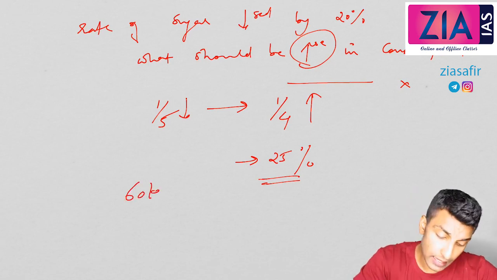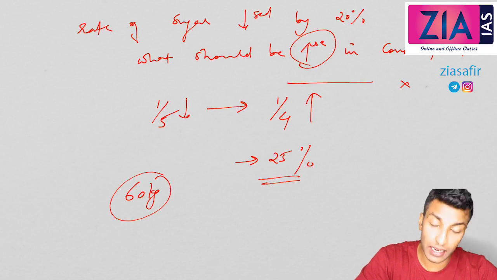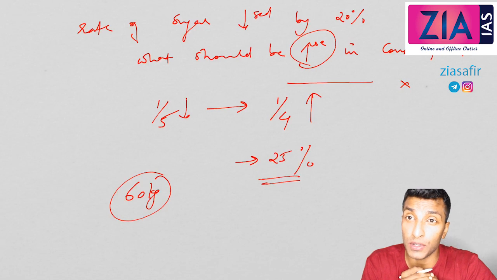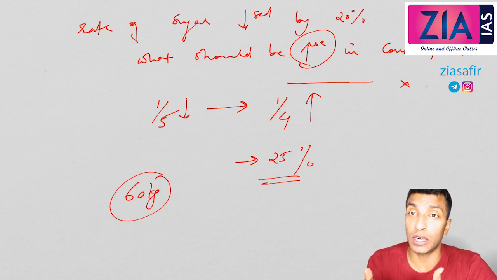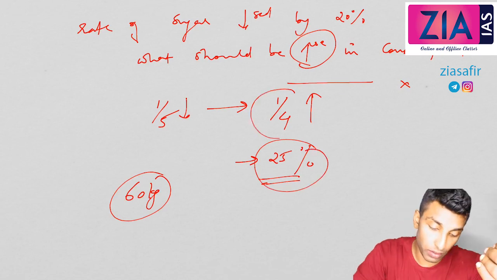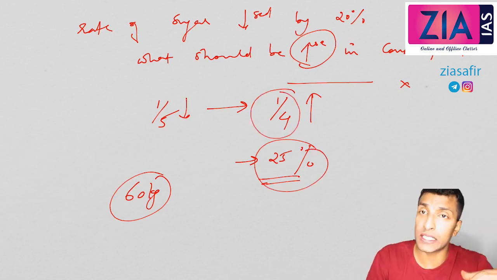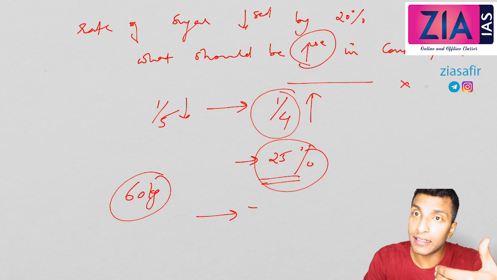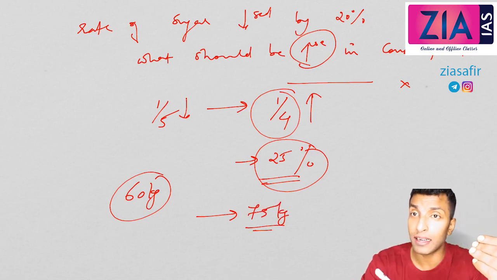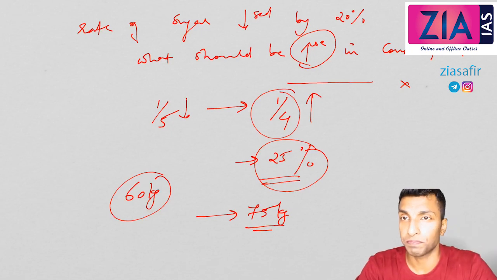So if somebody says 60 kilograms was the initial consumption, one more line is there. Suppose initially the consumption was 60 kilograms. Now what is the new consumption? I have told you a 25% increase will be there. So what is 25% of 60? That is 15. 1 by 4 of 60 is 15. Add that 15, so the new consumption will be 75 kg. Since the rate is reduced, you increase the consumption.